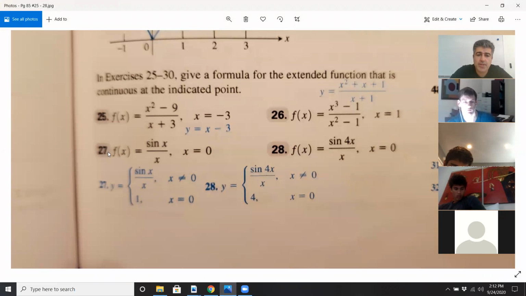So for 27, we see it's undefined for x equals 0, but if you graph it, you see there's a hole at 1. So you want to plug in that hole. Oh, so you just make it a piecewise function. Yep. Oh, that's easy. All right.